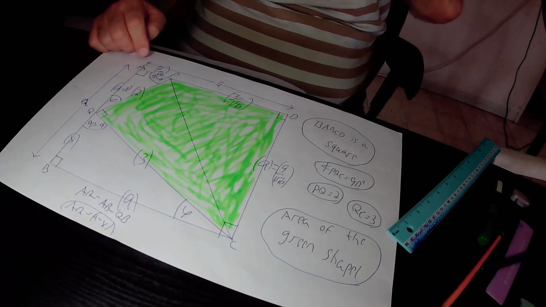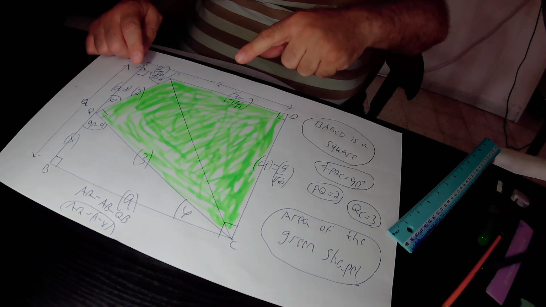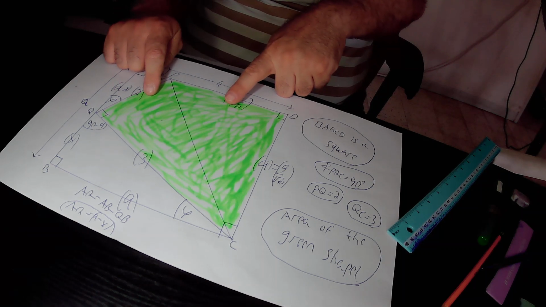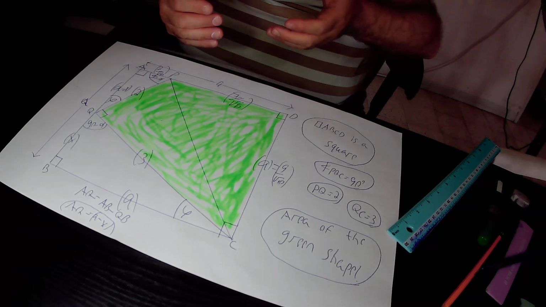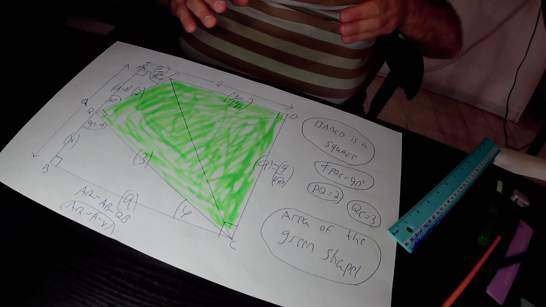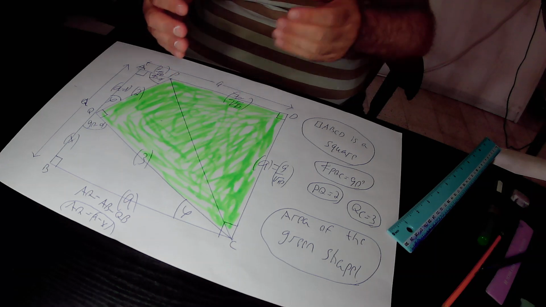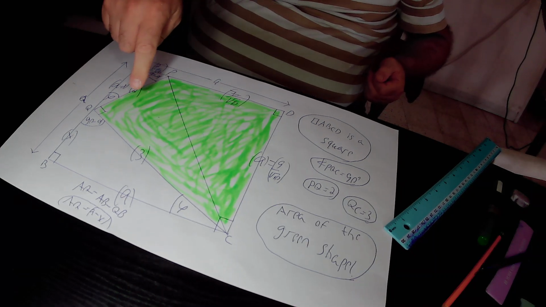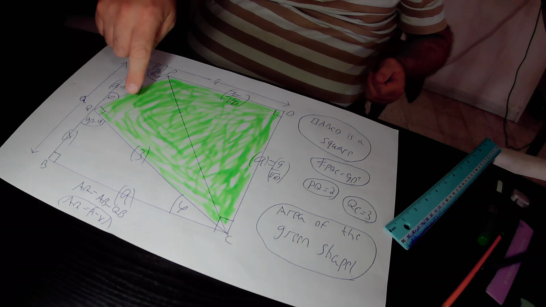For the moment, it is very easy to see that the green shape consists of exactly those two right triangles, and therefore the area of the green shape must be equal to the sum of the areas of the two components that it consists of. That is to say, the area of this green shape must be equal to the area of this right triangle PDC plus the area of this right triangle QPC.